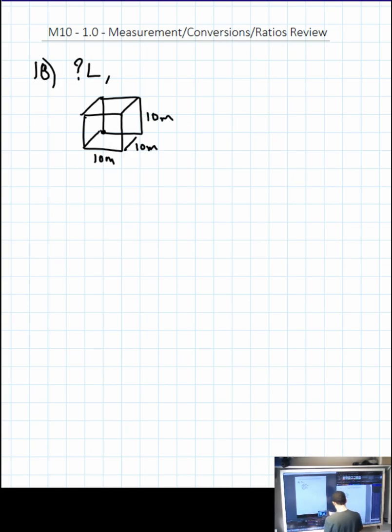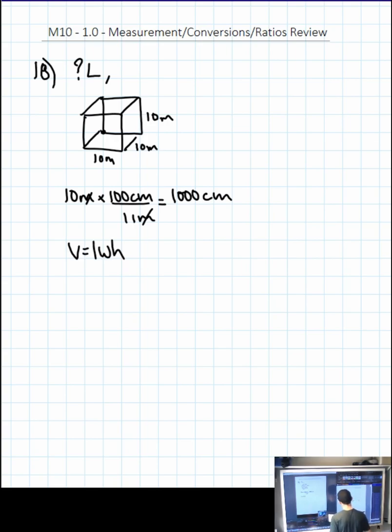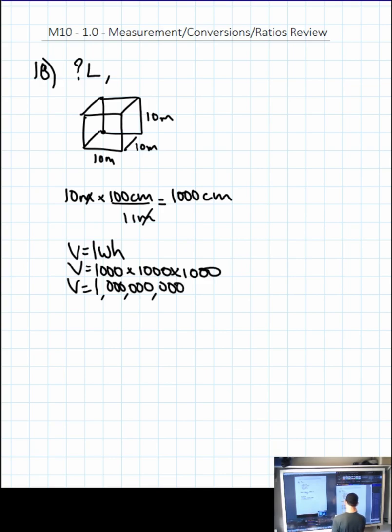So let's start by converting 10 meters into centimeters. So 10 meters times 100 centimeters per 1 meter equals 1,000 centimeters, crossing off our meters, getting to centimeters. Now the formula for the volume of a cube is length times width times height, or s cubed, but basically multiplying 1,000 together 3 times to get 1 billion centimeters cubed.